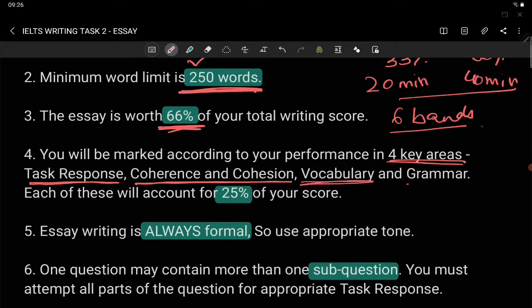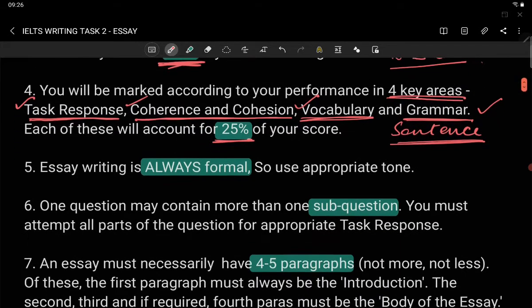Then vocabulary and grammar. These are pretty simple. Vocabulary, you need a sprinkling of vocabulary in your essay. And as far as grammar goes, you need good sentence structure. You can vary different types of sentences and you need to be grammatically correct. Each of these will account for 25% of your score. They are equally important and in your total score of 6 bands, you will be judged 1/4 each. Okay, so 1/4 marks go for task response, the next 1/4 for coherence and cohesion, vocabulary and grammar.